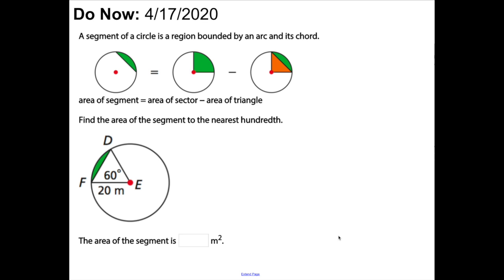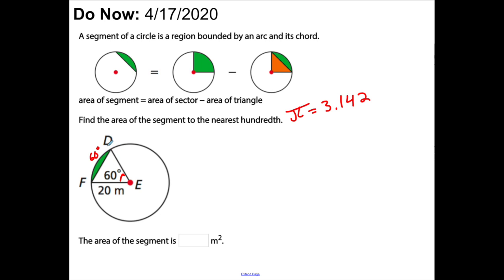Okay, so using this formula, what we need to do is find the area of the segment to the nearest hundredth. We'll say that pi is equal to 3.142, though 3.14 would probably be fine. Given this angle measure is 60 degrees, and given a radius of 20, using this formula, find the area of the segment.